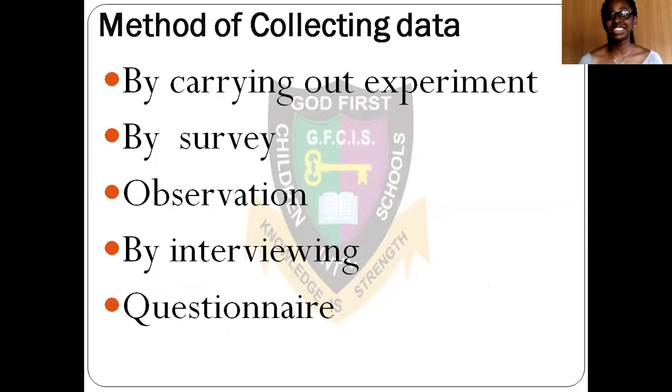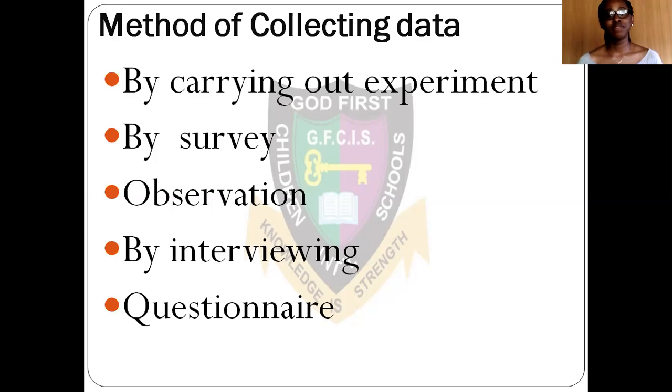Methods of collecting data. 1, by carrying out an experiment. You can carry out an experiment to get the exact results you want. 2, by surveying. You can go to the market to make a market survey so you can know the kind of things you want, whether you want it in quality or quantity, it depends on your survey. So you can survey to collect information.